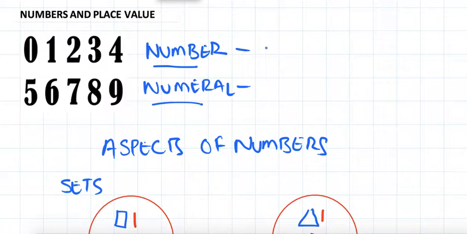So let's begin by understanding the fundamental difference between what a number is and what a numeral is. Before we get into the different kinds of numbers and different aspects of numbers, let's examine the difference between a number and a numeral. A number is essentially a concept, it's an idea, and a numeral is essentially a symbol.